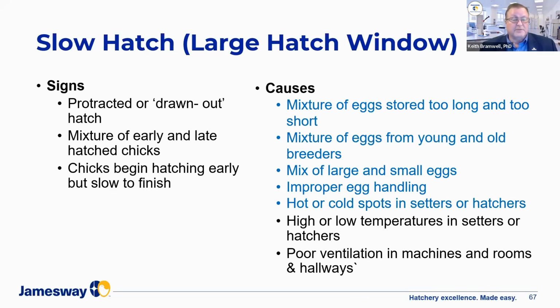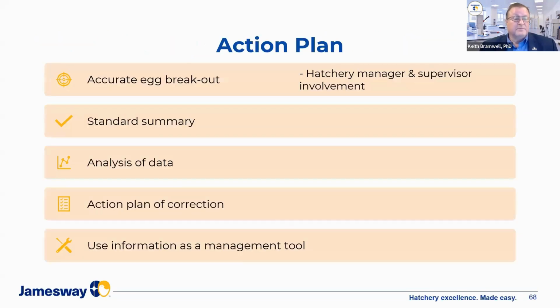We can look at profiles and machine function. Then just have an action plan of what we're going to do with it. Make sure we have accurate breakouts, make sure we have a standard summary, what's normal, take that data, analyze it, and then have some sort of an action plan of correction. I have been, and I've used this example for years.